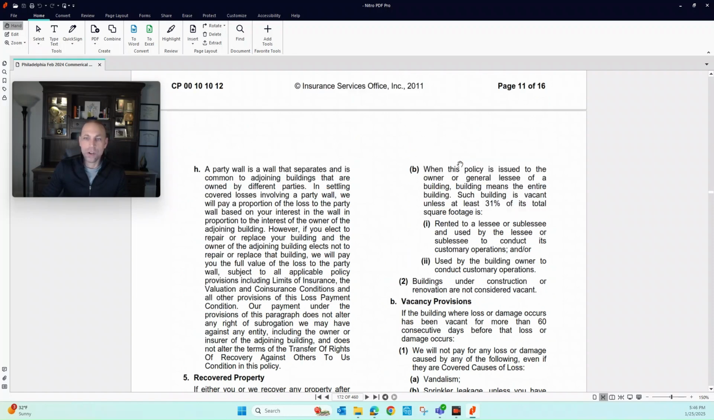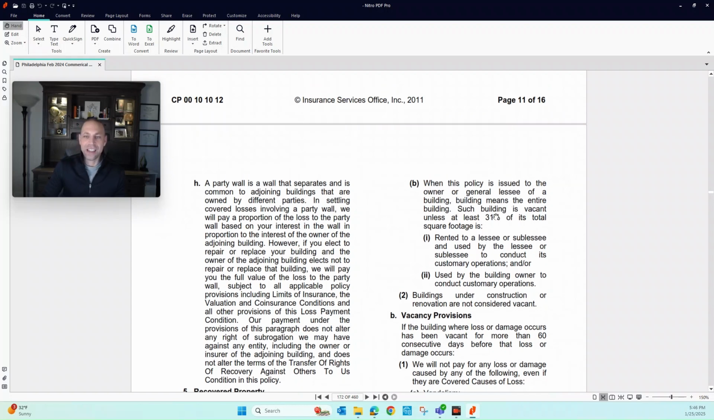Moving on to the second part of this section of the property policy: when a policy is issued to an owner, when at least 31% of that building is occupied by a tenant or it's used by the owner of the building for operations, that is considered not vacant. So if at least 31% is occupied by a tenant, we're good to go. It's not vacant. Traditional policy provisions apply. If it's under 31% and unoccupied, then it is considered vacant. Now there's a time frame here we're going to get to.